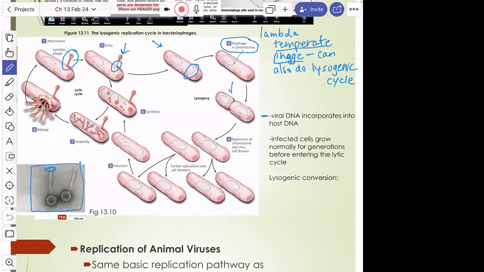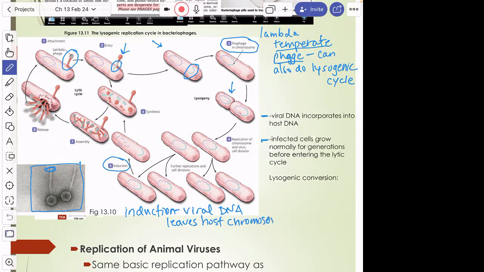And then every time the cell divides, that chromosome, including the bacteriophage, is going to divide at the same time. So the infected cells grow normally for generations. At some point, then, the viral DNA can leave the host bacterial cell. And we call that process induction. So the viral DNA leaves the host chromosome.